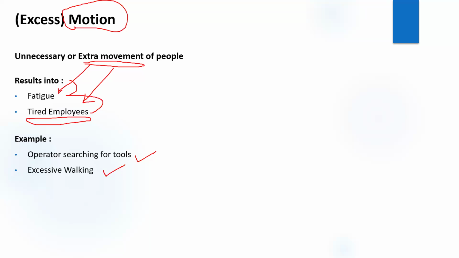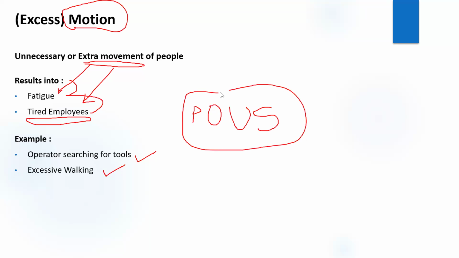Okay, now there is one tool, a concept I will tell you. That concept is called POUS. Are you aware of this concept? What is POUS? It is the Kaizen against motion waste. But what does POUS mean? We should use this principle against motion waste. So that principle is POUS. What is POUS?